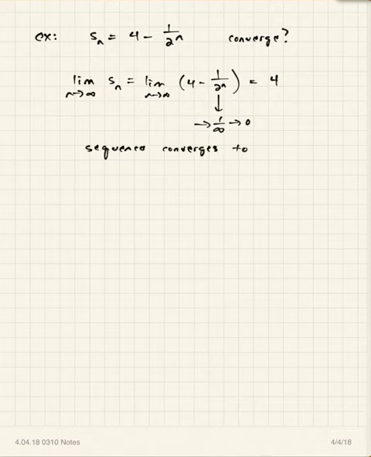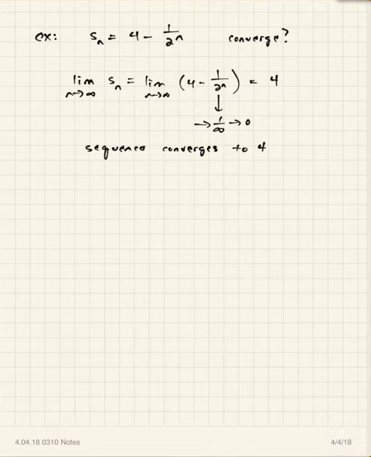Remember that what that means is as you go further and further out into the sequence, the terms are getting arbitrarily close to 4. They're getting closer and closer to 4, and you can get as close to 4 as you want as you move out into the sequence, right?